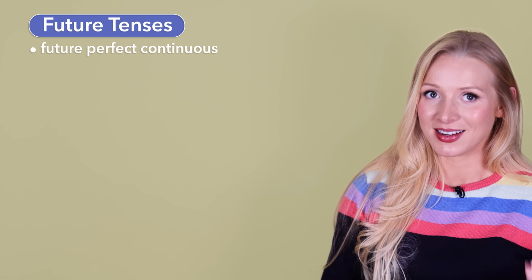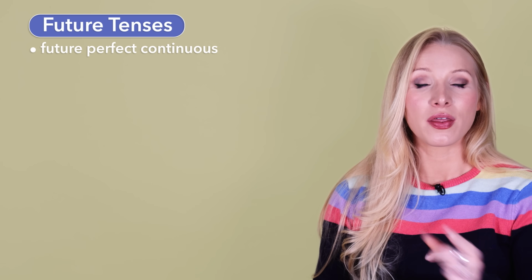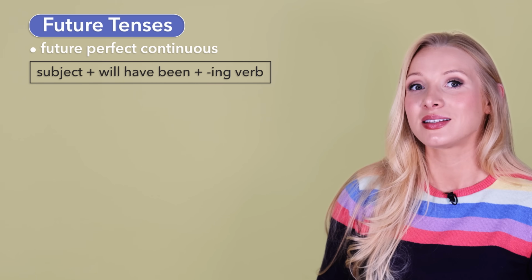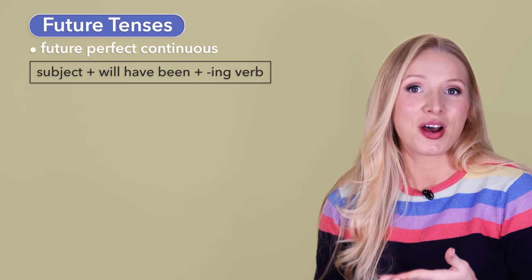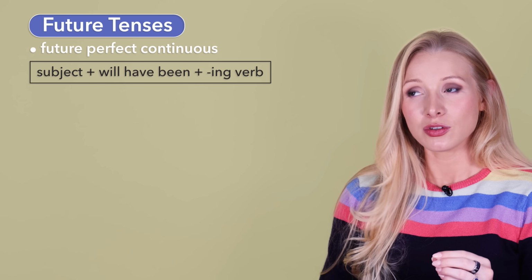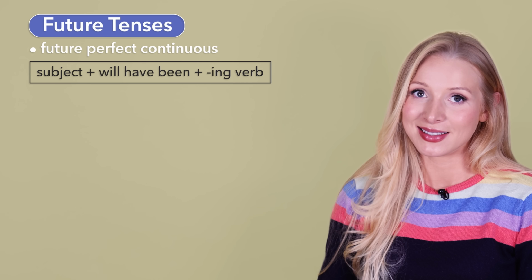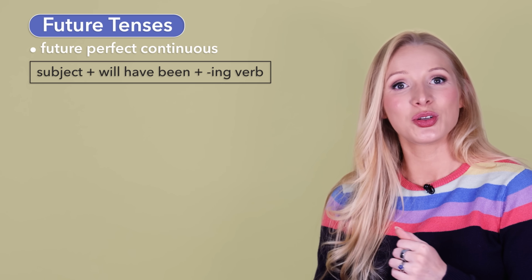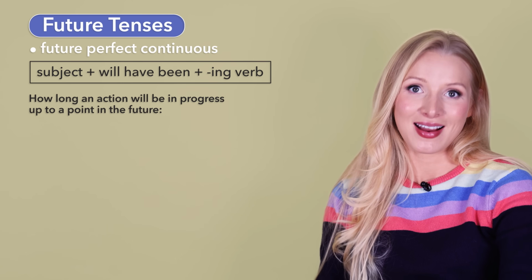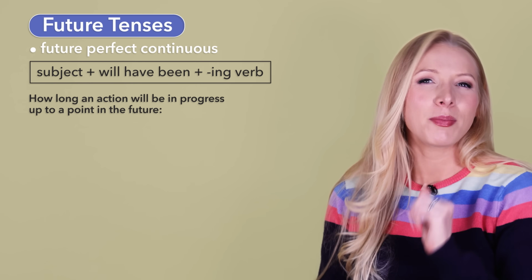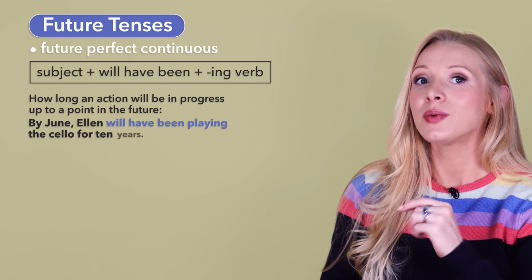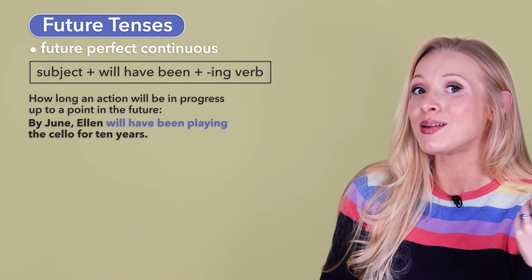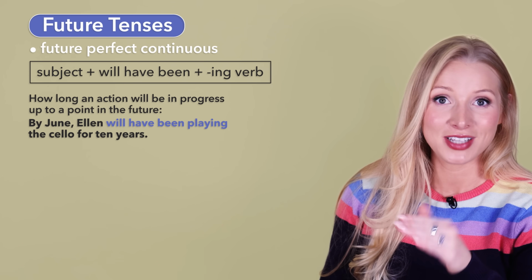And finally, we have our future perfect continuous, formed with will have been plus ing verb. It's very similar to the future perfect simple, and it's also one of the least common tenses in English. We use it to talk about how long an action will be in progress up to a point in the future. For example, by June, Ellen will have been playing the cello for 10 years.